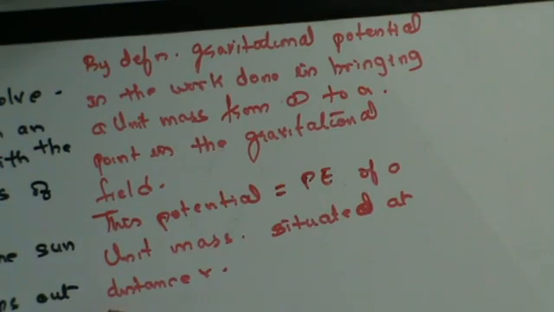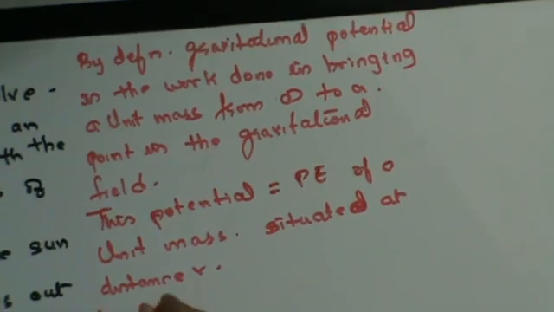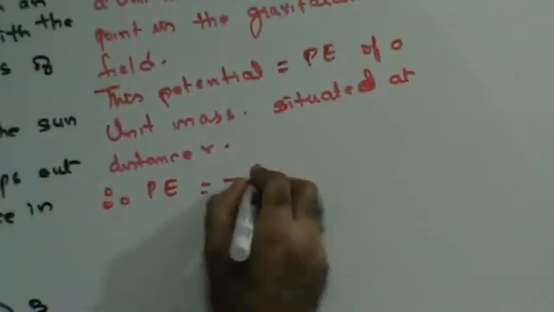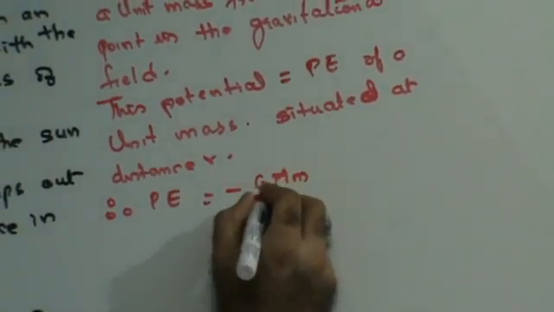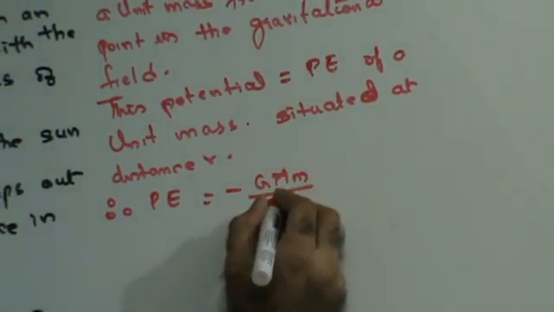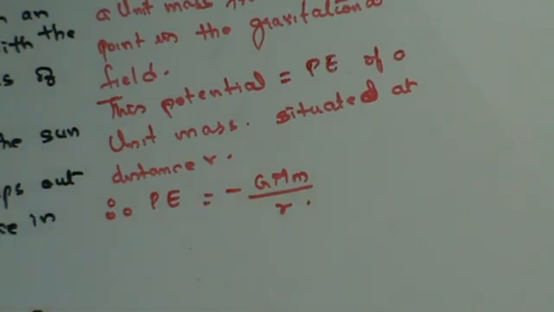Therefore, I can say that potential energy of the satellite is going to be minus GMm upon r. That is going to be the potential energy that is going to be possessed by the satellite. Now, question, why have I put a negative sign? The negative sign shows that work is being done against the force. Okay. Now let's find out the kinetic energy.